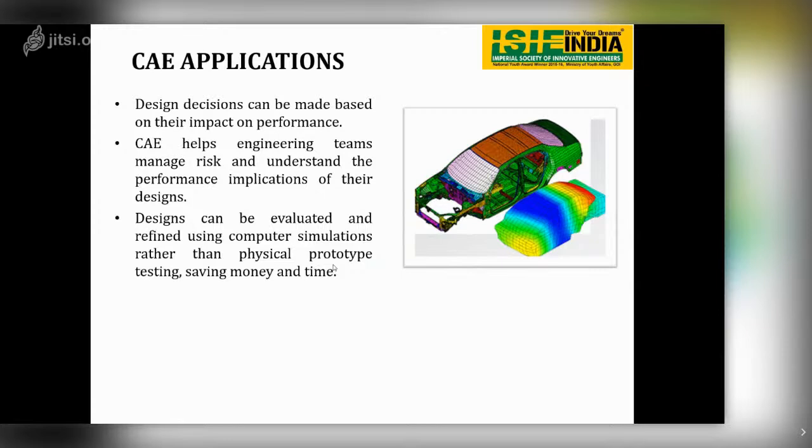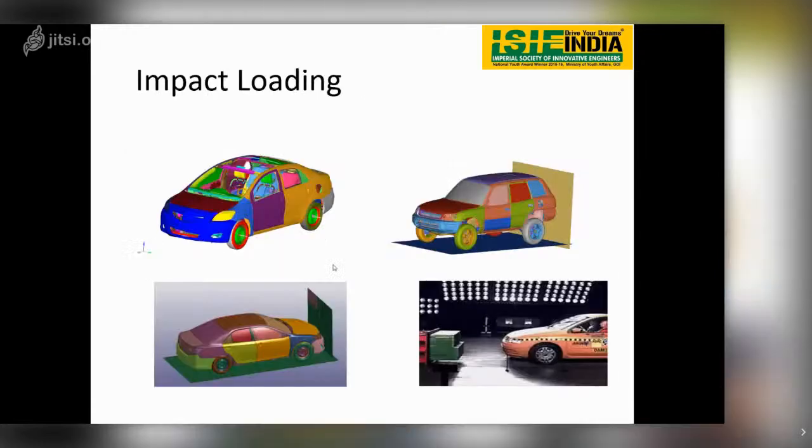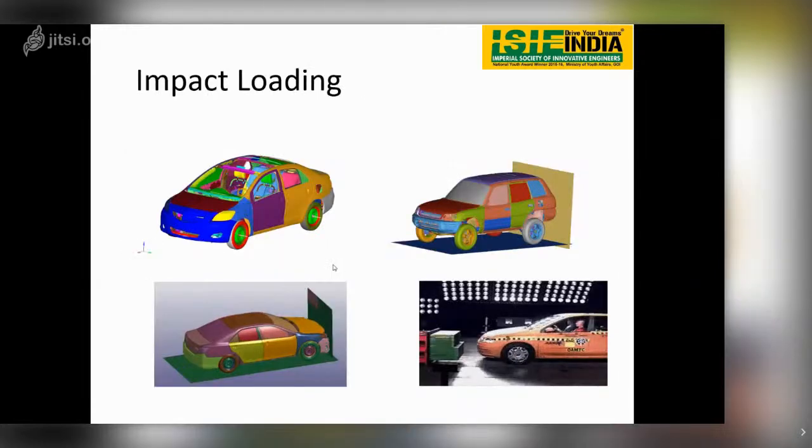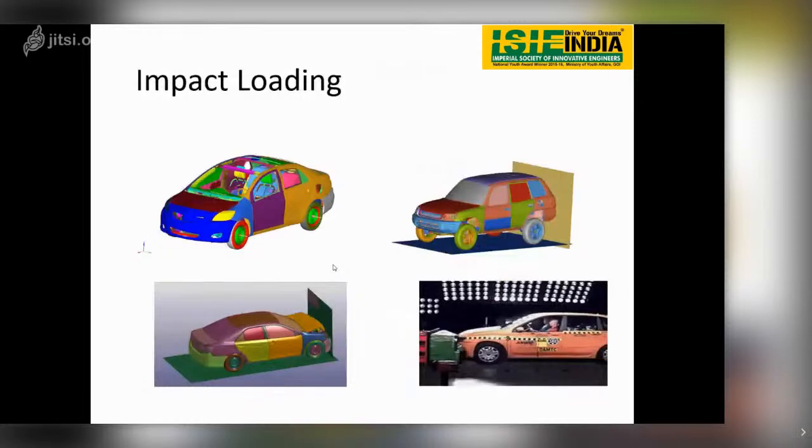Because when we build the model of a car or something, it goes through various iterations. Upon every new iteration, upon every small change in the design, we cannot manufacture it and go for practical testing. So we need to have the simulation in the software itself, where we define the exact physics and get the exact results in the system. This is nothing but the impact loading and so on.